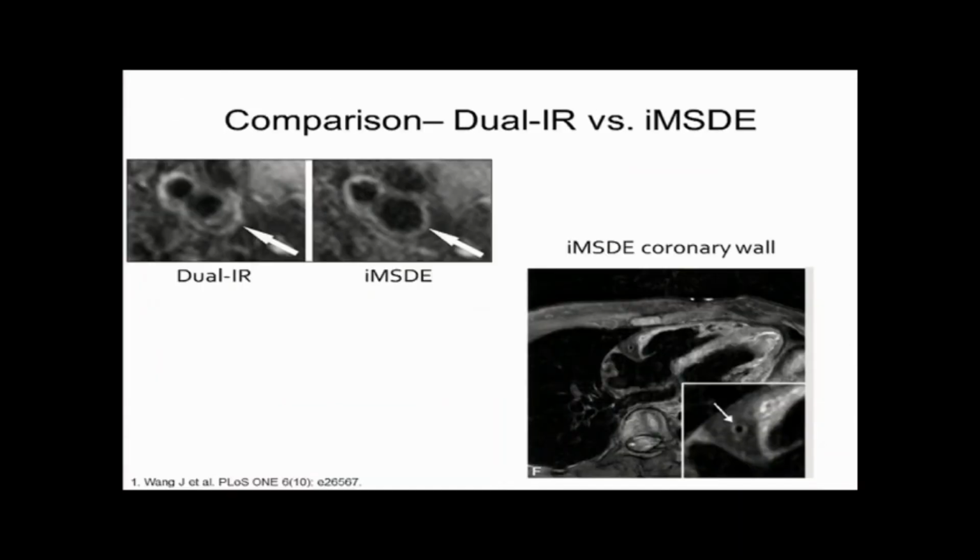And this is an example. This is a double inversion sequence, and you see here some plaque mimicking artifacts. However, if you now use this motion sensitized sequence, you can much better suppress the blood signal, and that can also be extended to the coronary arteries.